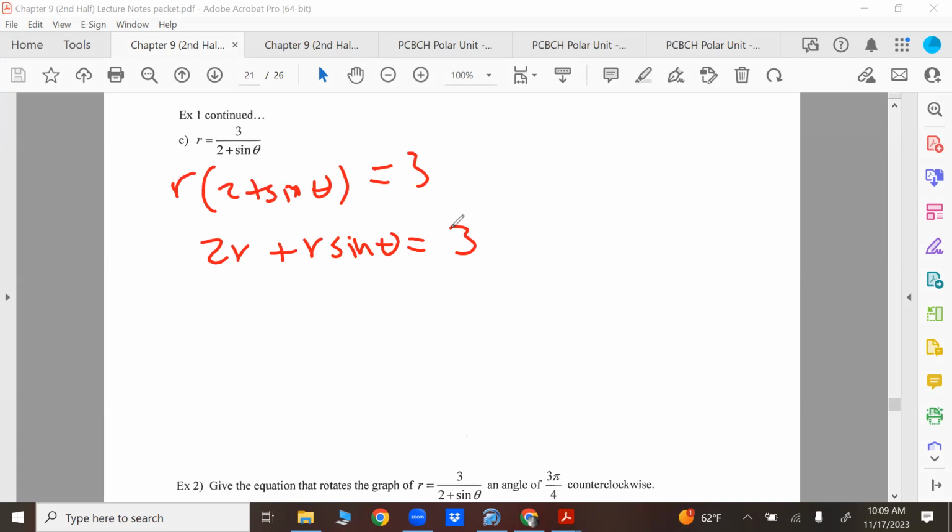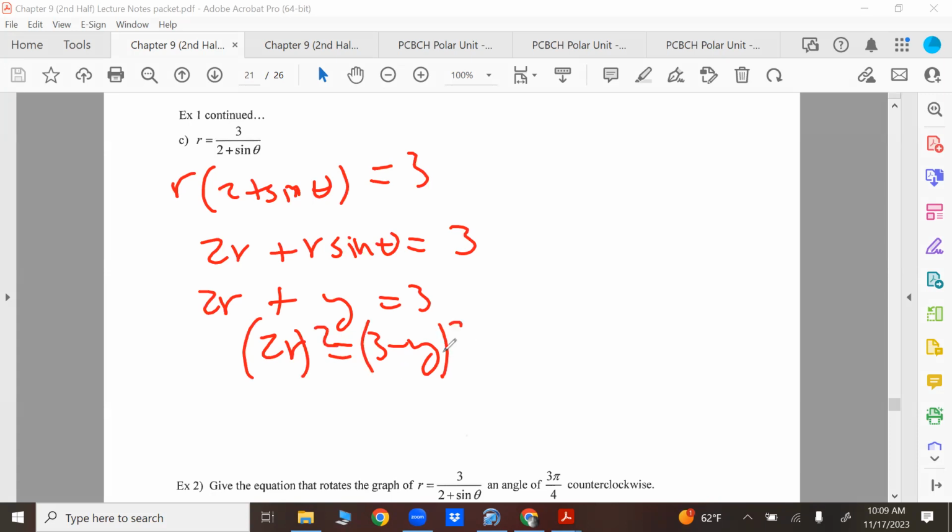What should I do next, guys? Make that y, yeah. Now, if you want to replace r with root x squared plus y squared, go ahead. Personally, I'd rather square both sides after I move y over. This is just my preference, I would do this. Then square both sides. So you get that. Hopefully that makes sense what I've done so far.